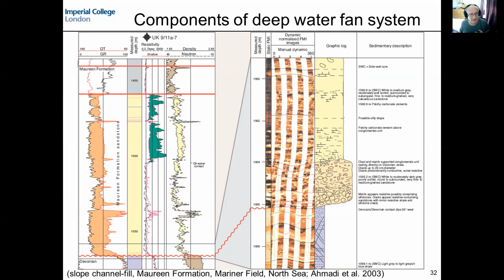Going back to the subsurface, this is an example of a sandy canyon fill. And if we zoom into the lower part of that canyon fill, again, we can see very coarse material transported along the floor of the canyon.